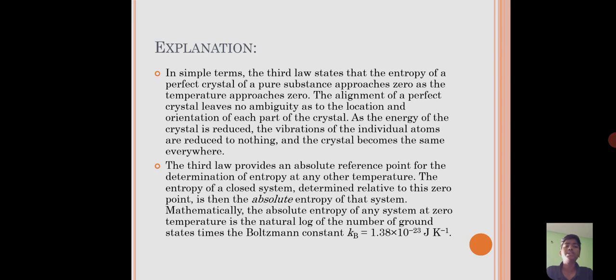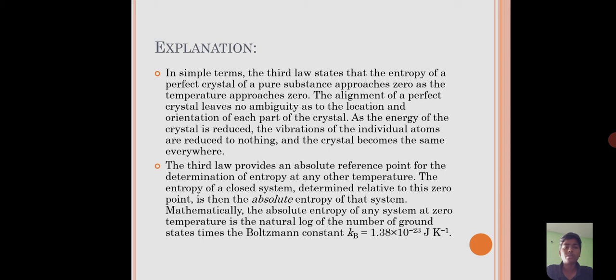Explanation. In simple terms, the third law states that the entropy of a perfect crystal of a pure substance approaches zero as the temperature approaches zero. The alignment of a perfect crystal leaves no ambiguity as to the location and orientation of each part of the crystal. As the energy of the crystal is reduced, the vibrations of the individual atoms are reduced to nothing, and the crystal becomes the same everywhere.